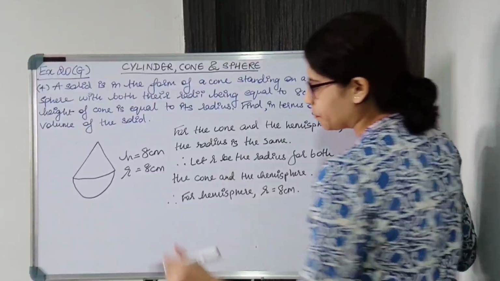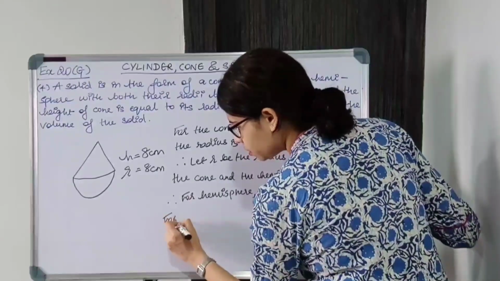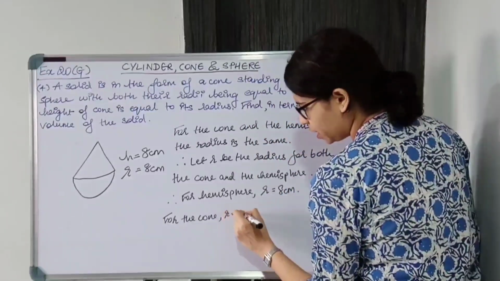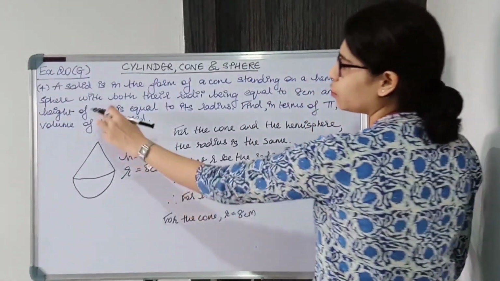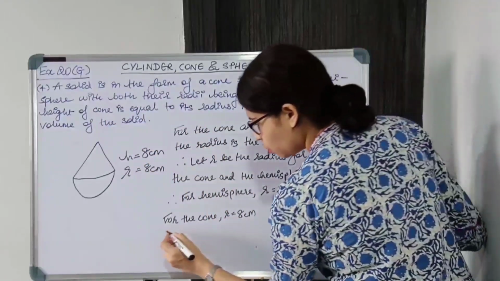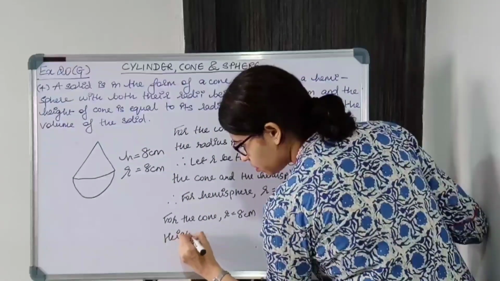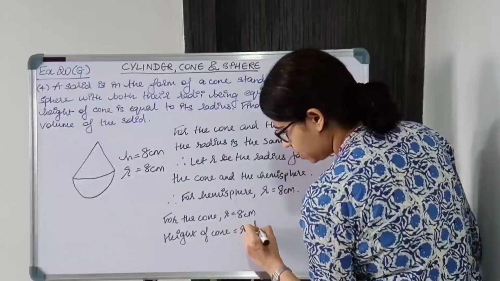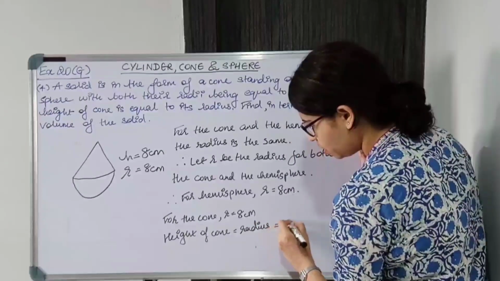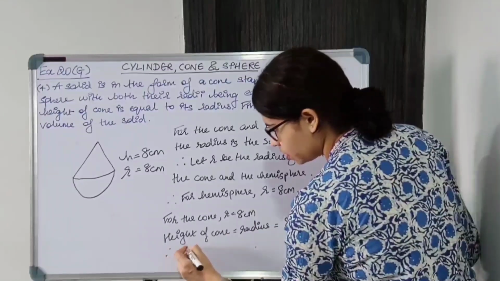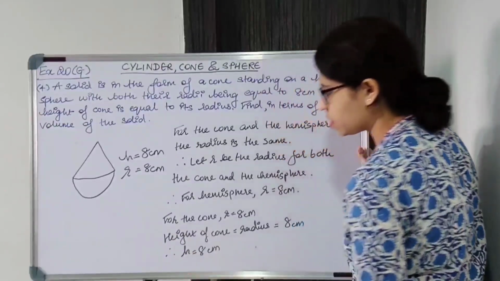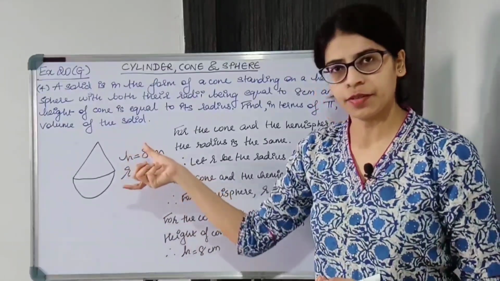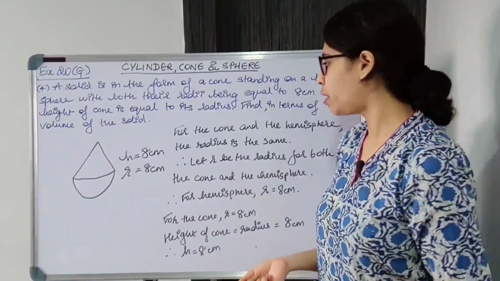It is given. Now coming to the cone. For the cone, what are we given? r is equal to 8 centimeters and also we are given the height of the cone is equal to its radius. So height of the cone is equal to radius, okay, which is equal to 8 centimeters. Therefore h is equal to 8 centimeters. Now we have all the information required to find the volume of the solid. Okay, so now we'll find the volume of the solid.